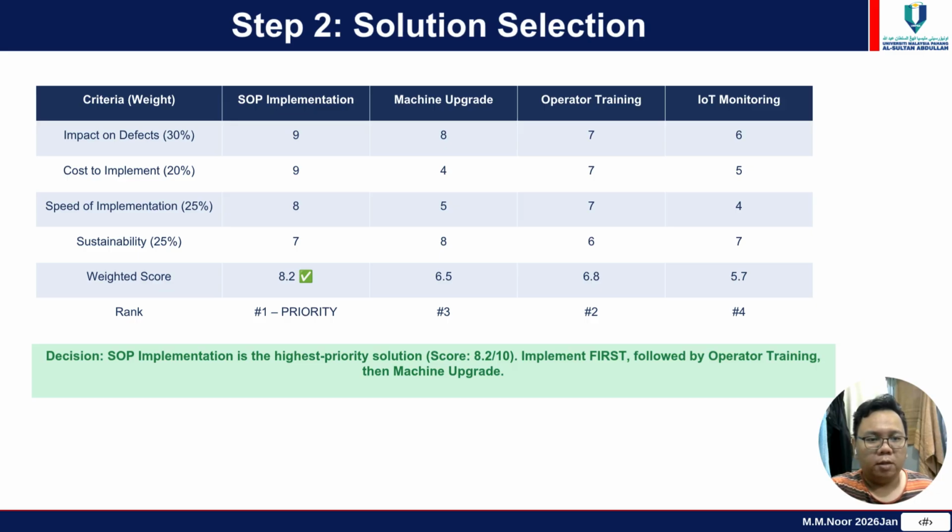A weighted decision matrix was used to evaluate all proposed solutions. SOP implementation received the highest score of 8.2 out of 10, making it the top priority. Operator training ranked second, followed by machine upgrades.